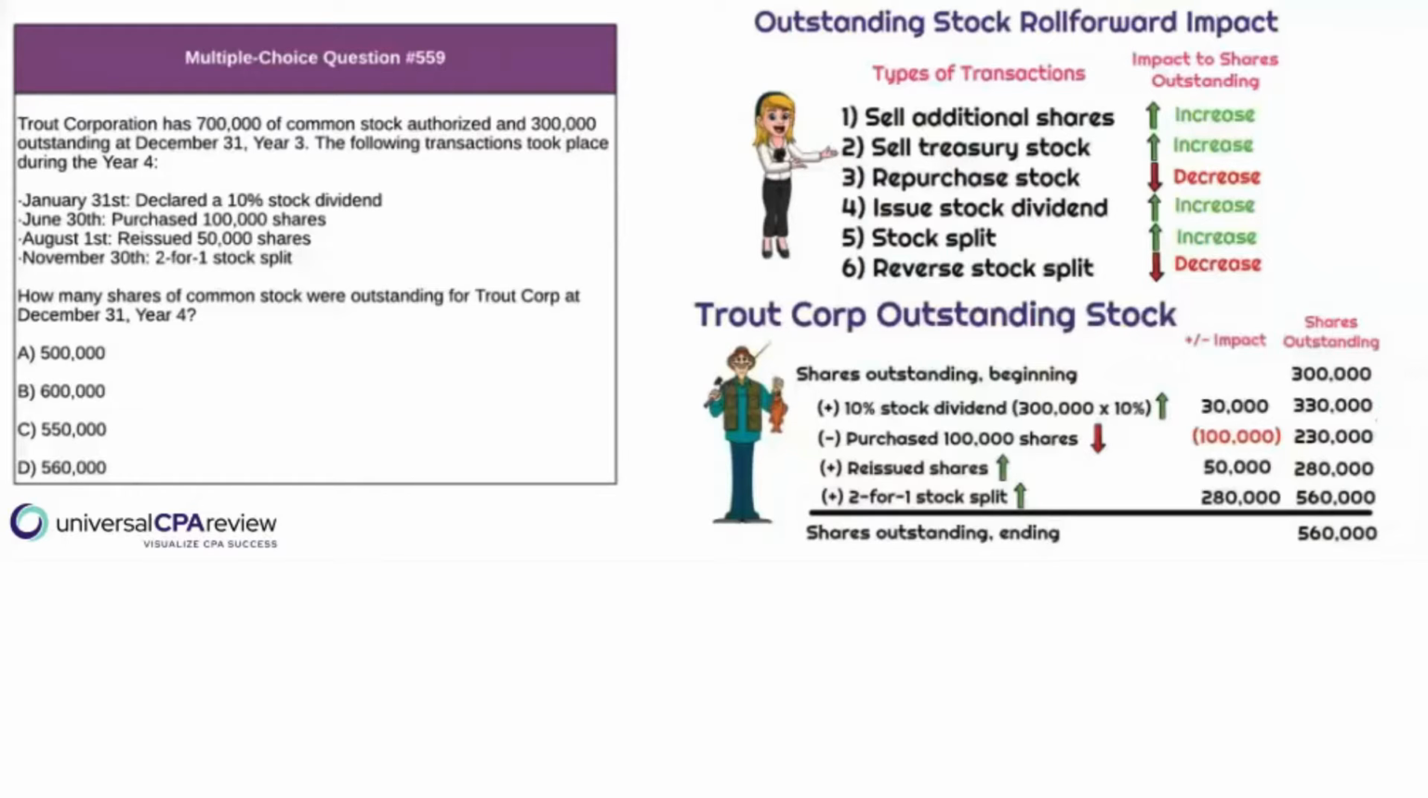And then on August 1st, they reissue 50,000 shares. Well, when they reissue, that means they sell them back to the public. So that's going to increase the shares outstanding by 50,000. And now we have shares outstanding of 280,000.